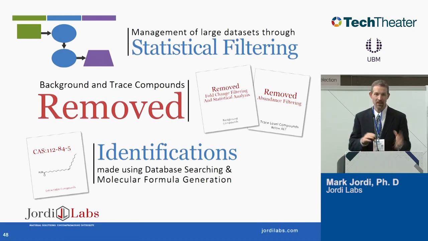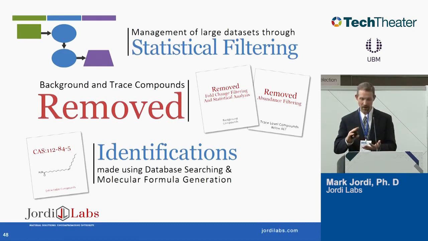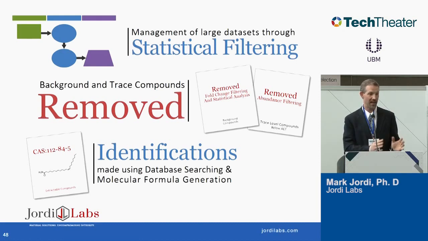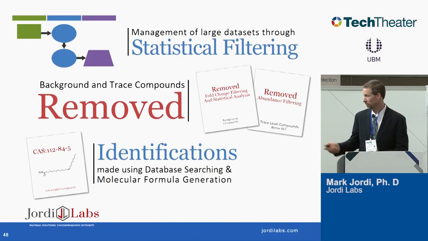So in summary, the process for the identification involves statistical analysis to figure out what is unique to your sample as compared to your control. And then we remove all of those components that are not unique. And then we go through and identify each of those constituents that remain after we've applied those filters.